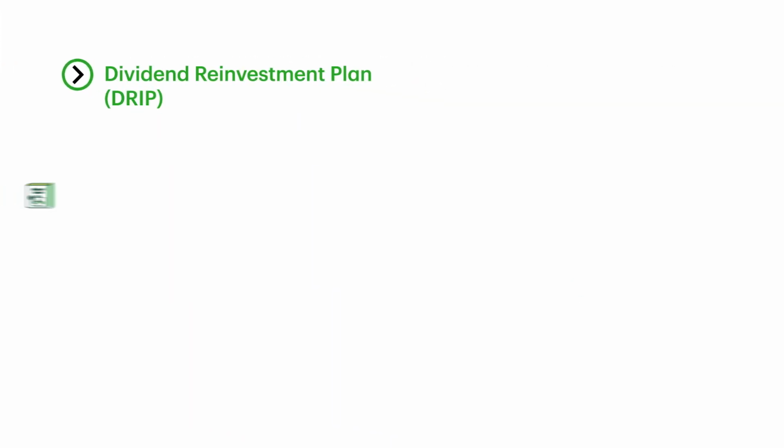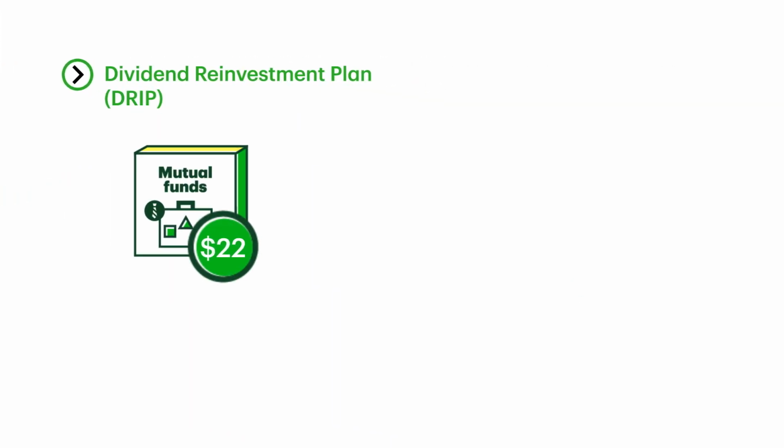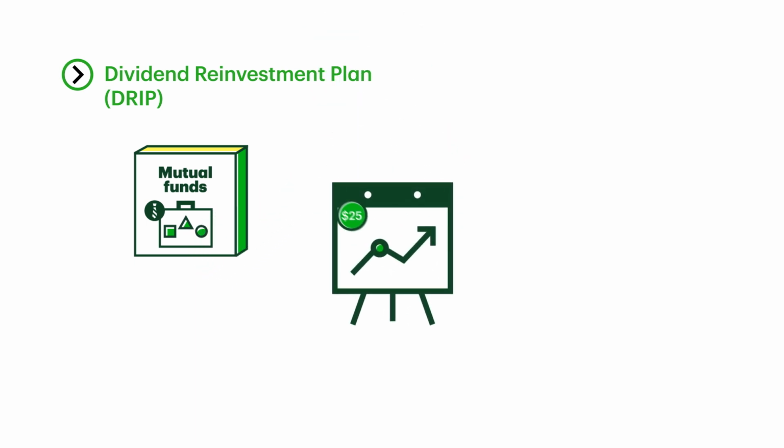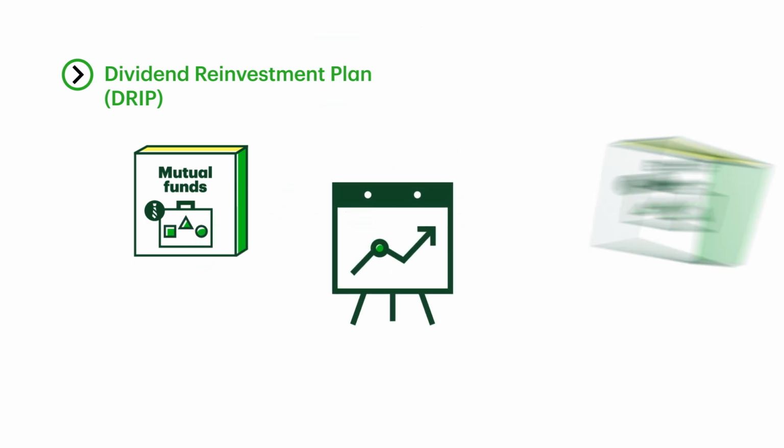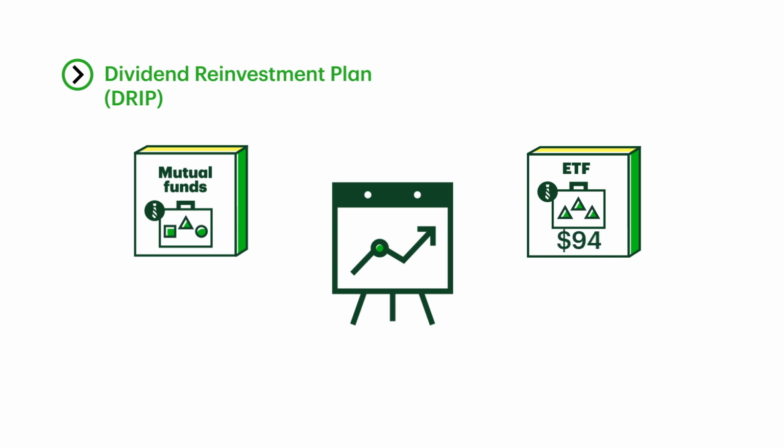For example, if you received a $25 dividend from a mutual fund, you can reinvest the entire amount no matter what the price of the fund is. But if you had an ETF that currently trades for $100 and you received a $25 dividend, this amount is not enough to purchase one share of the ETF, and the dividend will remain in your cash balance.